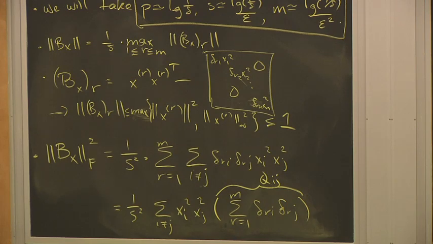I mentioned last time that there are two ways of getting faster JL embedding matrices. One is by sparsifying Π, and the other is by using a structured Π. So now I want to tell you about how to use a structured Π.